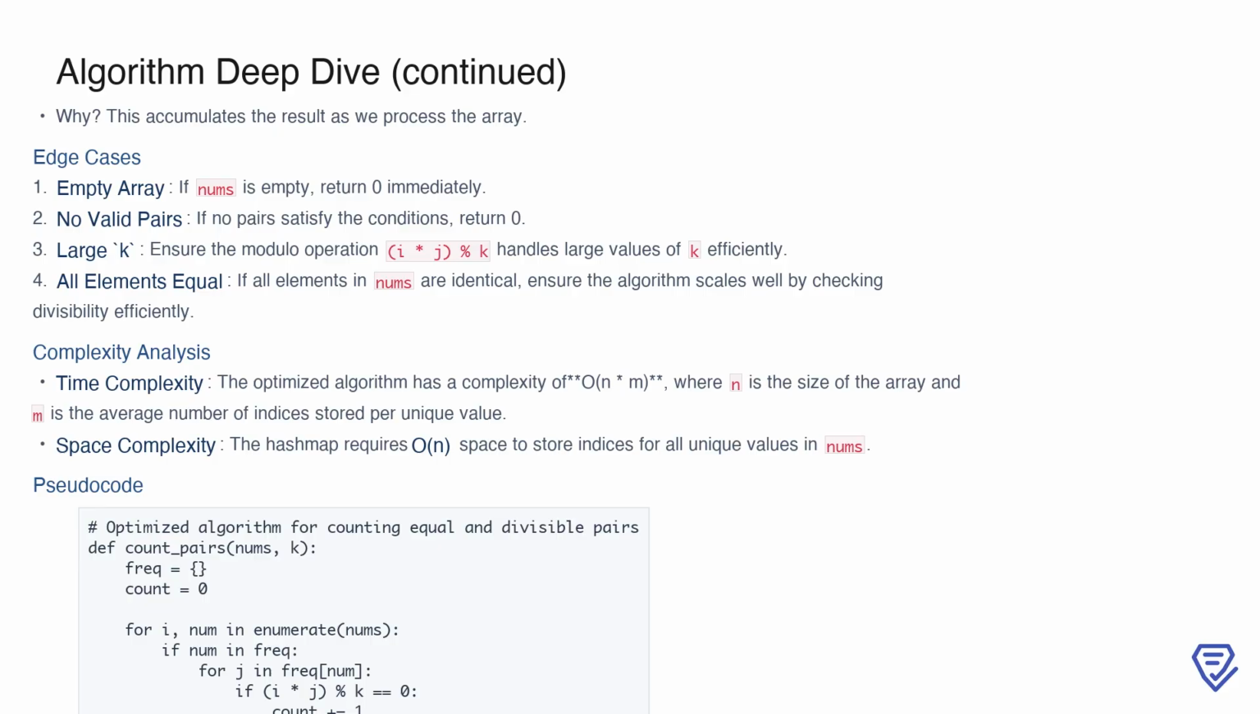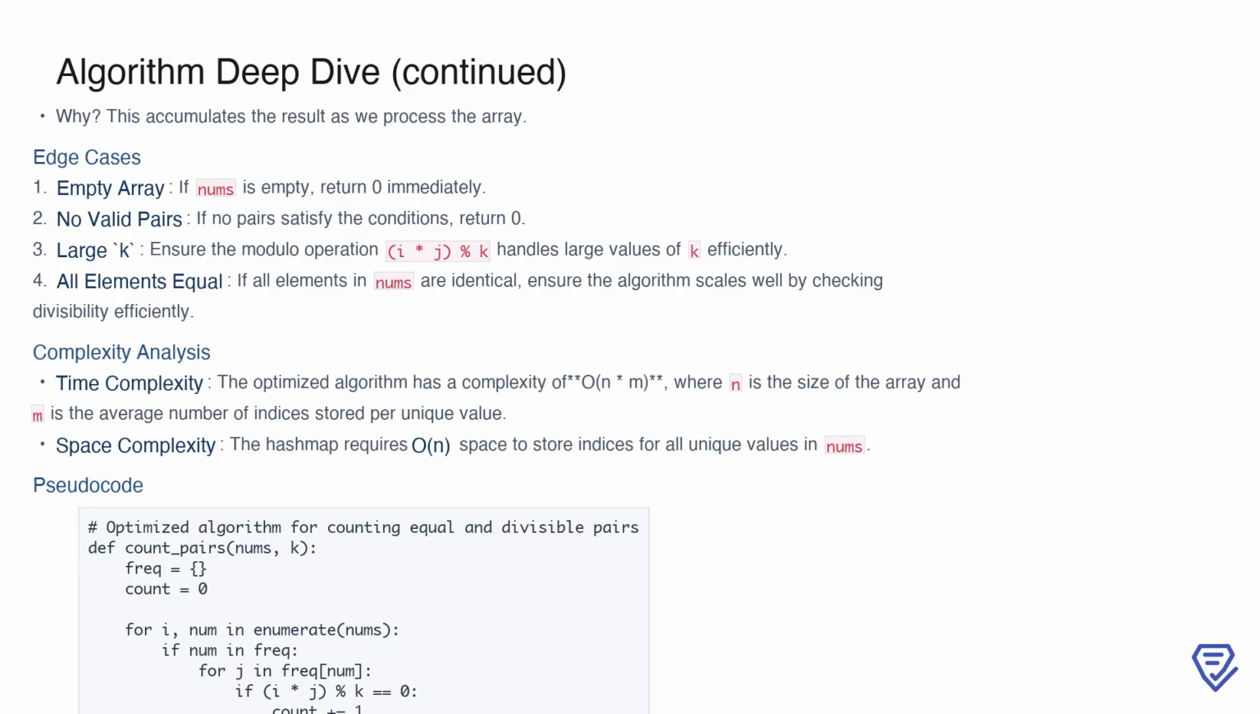The hash map provides average O(1) time complexity for lookups and updates, making the overall complexity of this approach n*m, where n is the size of the array and m is the average number of indices stored per unique value in nums. Additionally, the algorithm handles edge cases gracefully. For example, if the array is empty, it immediately returns 0. If no pairs satisfy the conditions, the counter remains 0, which is returned as the result.